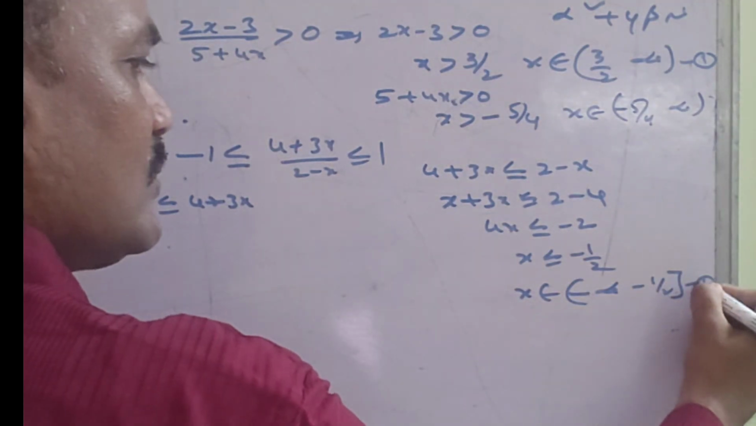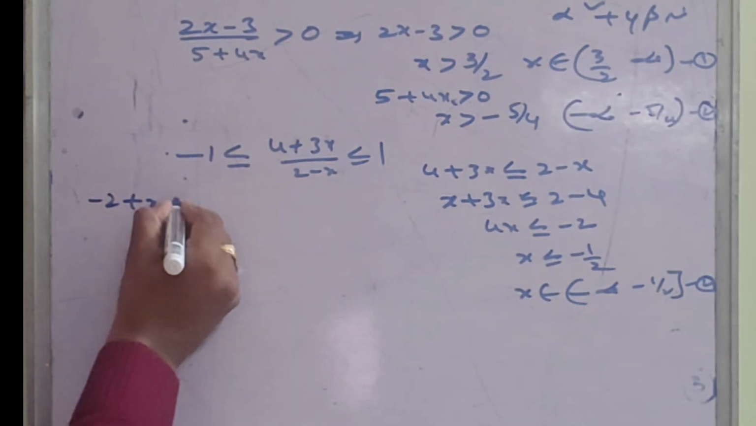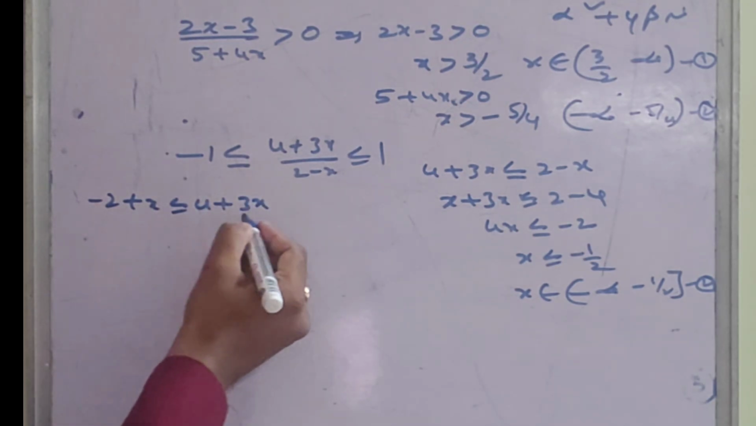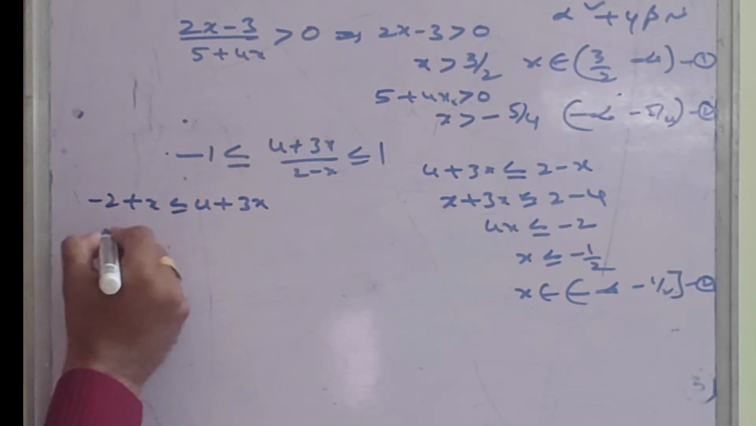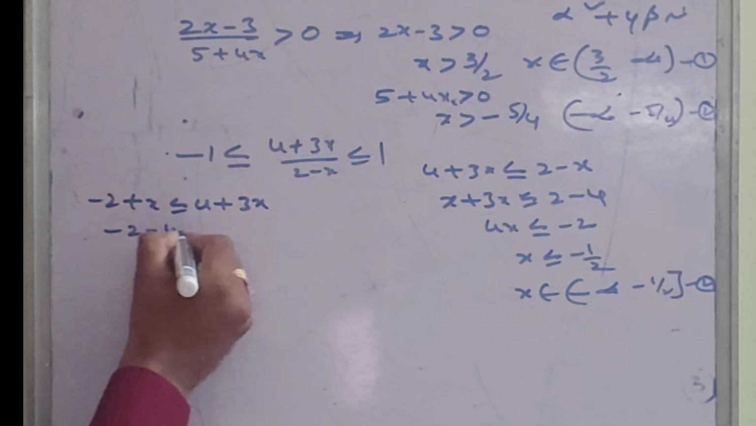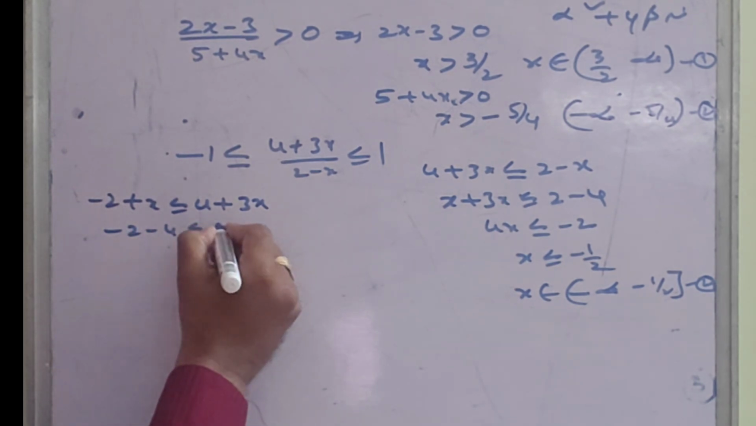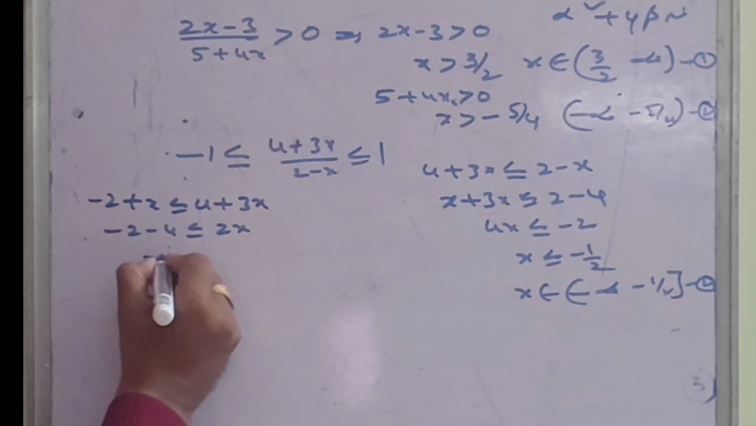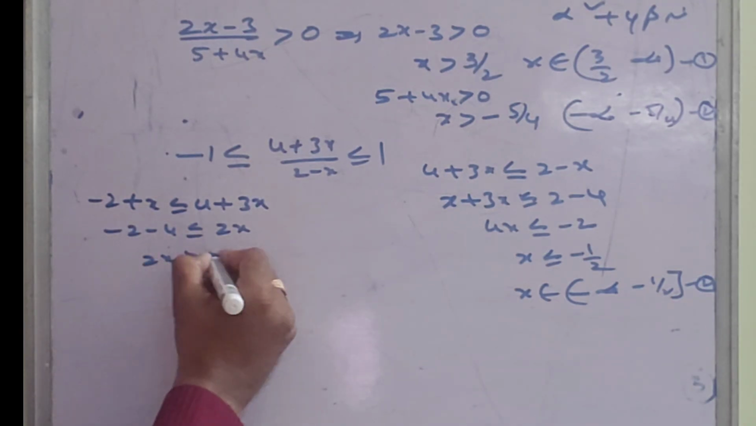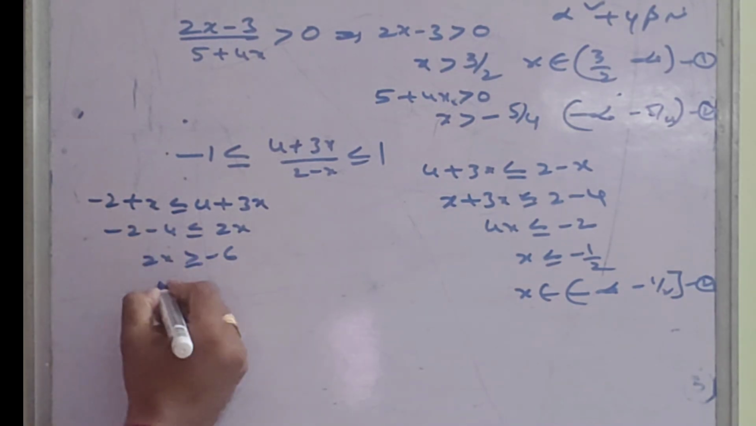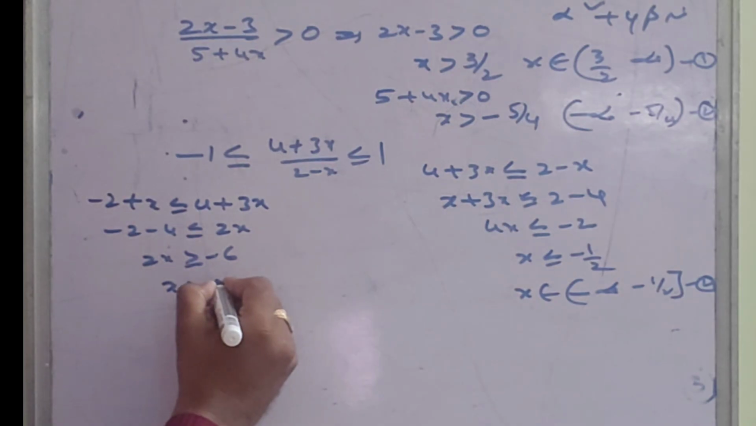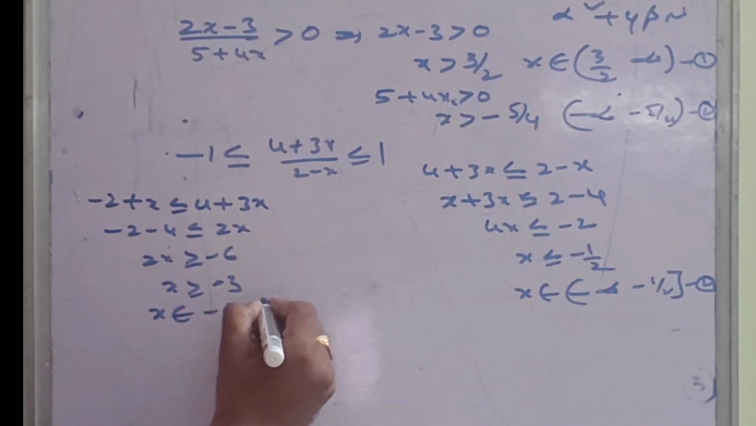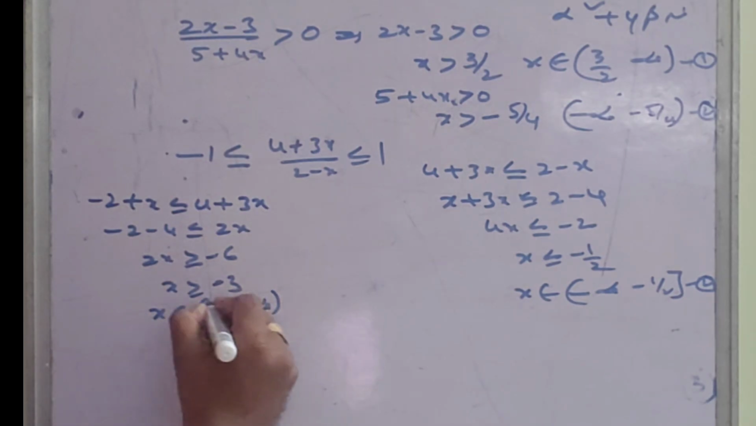Equation 2: minus 2 plus x is less than or equal to 4 plus 3x. Now minus 2 minus 4 is less than or equal to 2x, so 2x is greater than or equal to minus 6. So x is greater than or equal to minus 3. So x belongs to [minus 3, infinity).